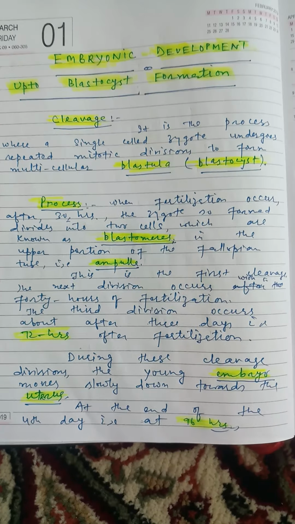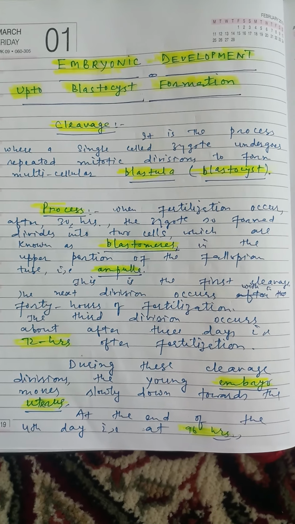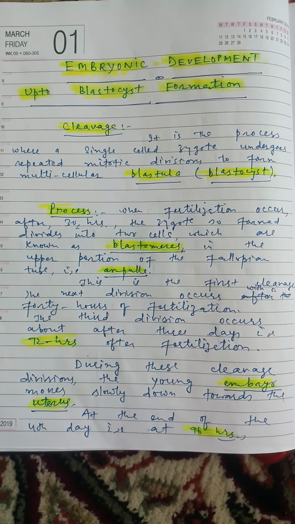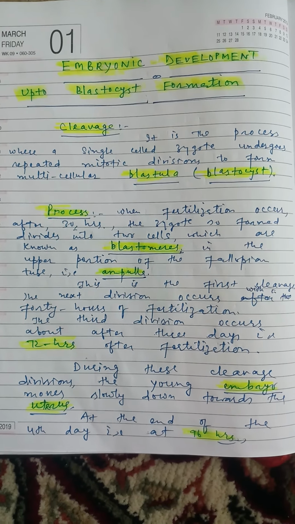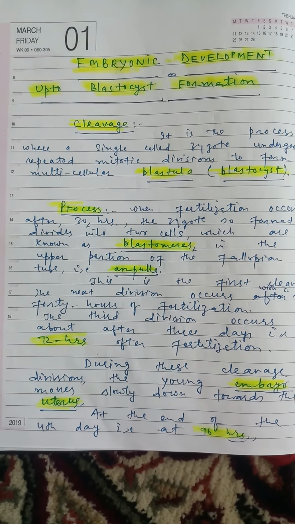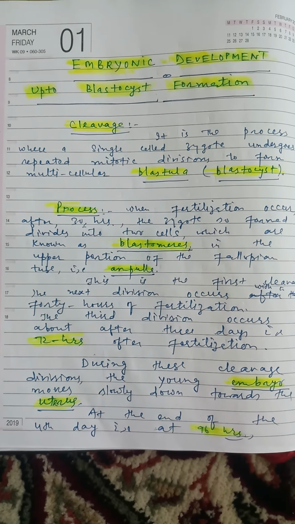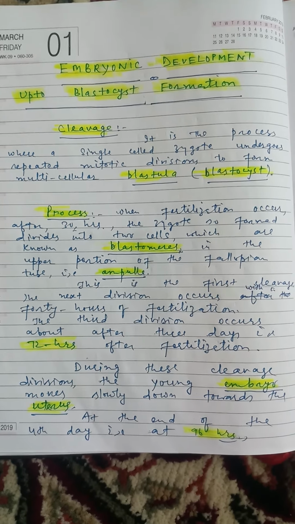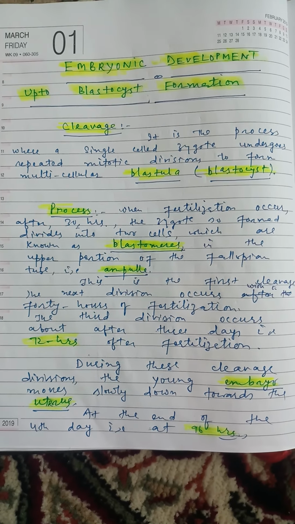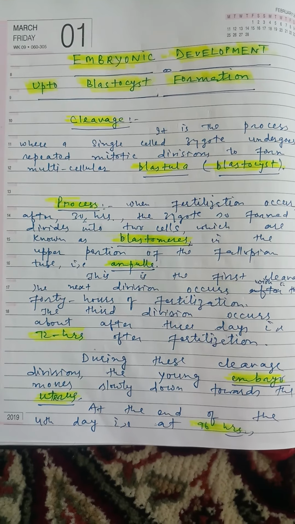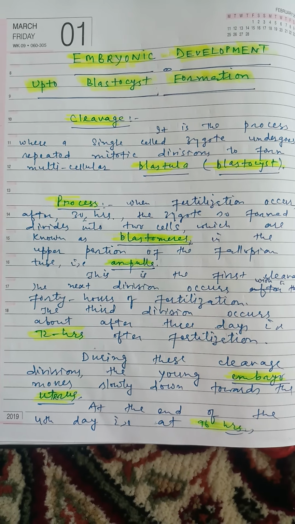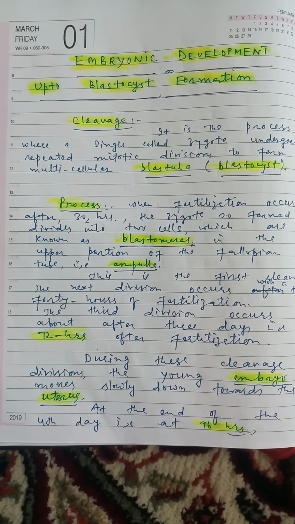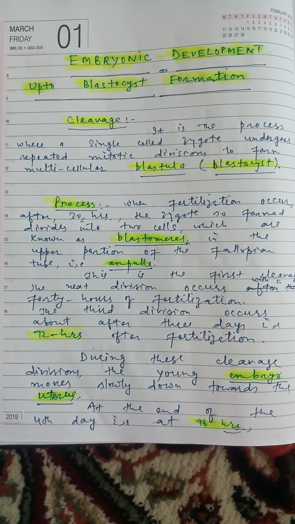Cleavage is the process where a single-celled zygote, which is diploid in nature because there occurs the fusion of haploid sperm and haploid egg or secondary oocyte, is formed. Now this diploid zygote is a single cell. When it undergoes repeated mitotic divisions in order to give rise to a multicellular structure which is known as blastula or blastocyst, this process is known as cleavage.